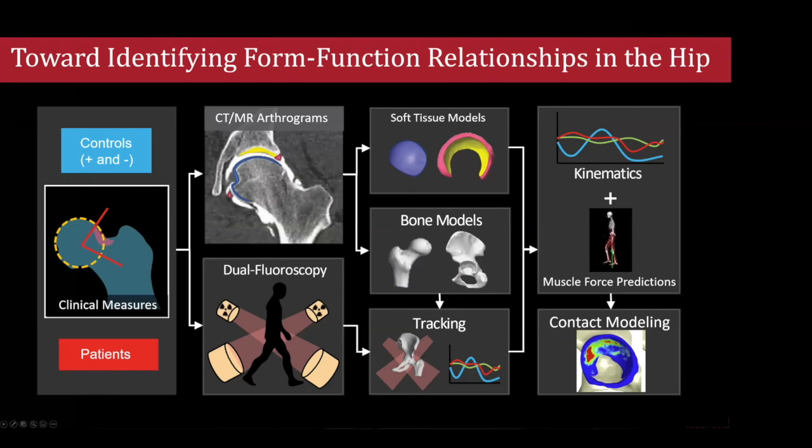So this is the workflow that we're using. In this particular study, in the past, we've screened our controls and omitted individuals that have abnormalities. But now we want to include them because we want to better understand form-function relationships. So we have a negative and a positive control group, a patient group, CT or MR arthrography, and dual fluoroscopy, and we can reconstruct the soft tissue and bone models. We perform tracking, get the kinematics, and then feed these kinematics into OpenSim to get muscle force predictions that we then use for our contact models down here.